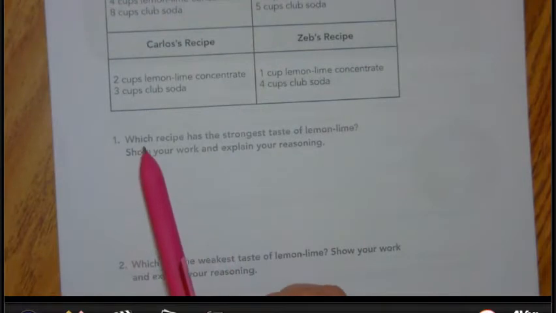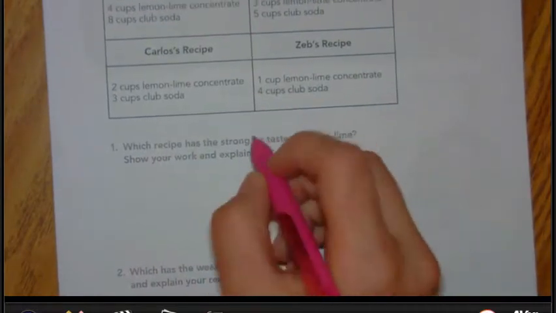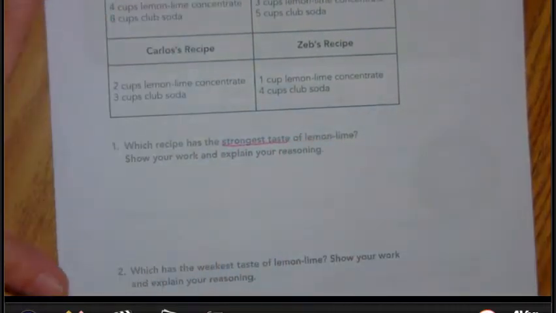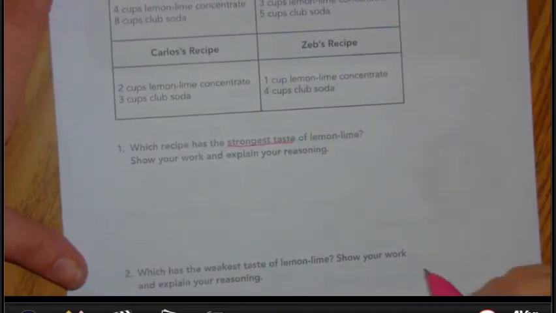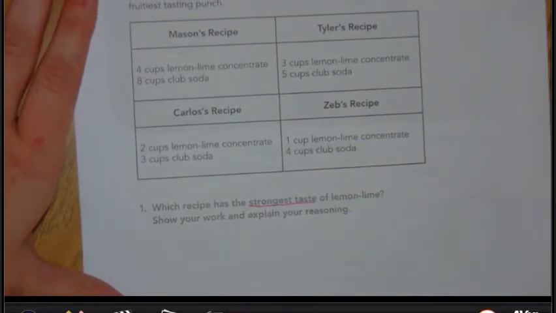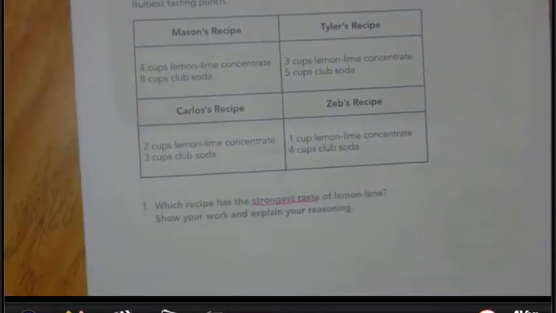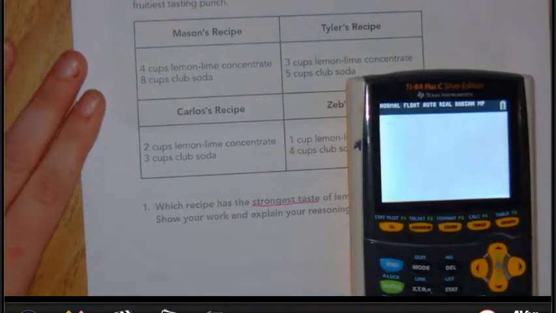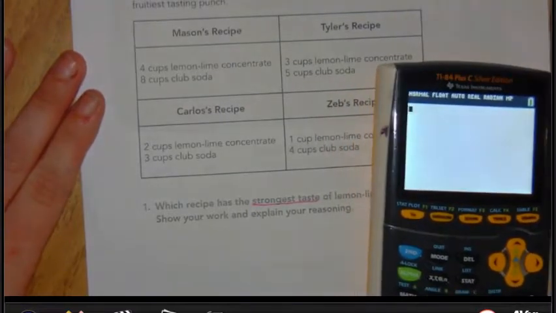Problem number 1 is asking which recipe has the strongest taste of lemon lime. Show your work and explain your reasoning. Well, I want to know which one of these recipes is going to have a stronger lemon lime taste. All right. So what I need to do is I'm going to look at the number of cups of lemon lime to the total cups overall. I believe, if you give me 2 seconds here. So you guys will have access to a handy dandy calculator. So let's take a look here.